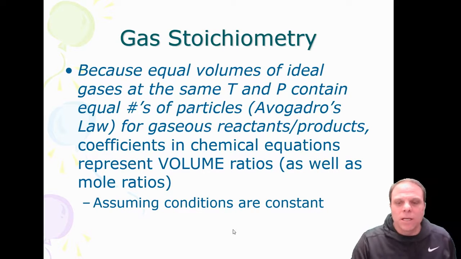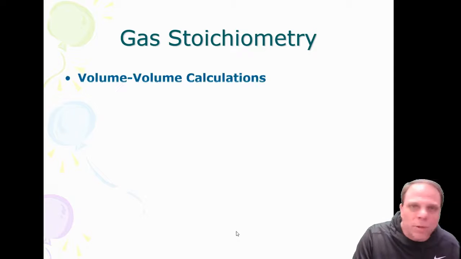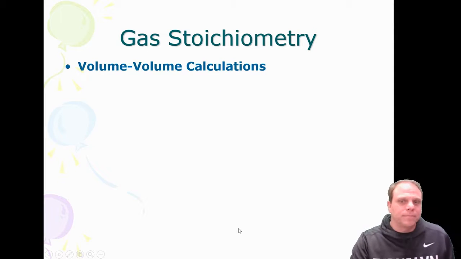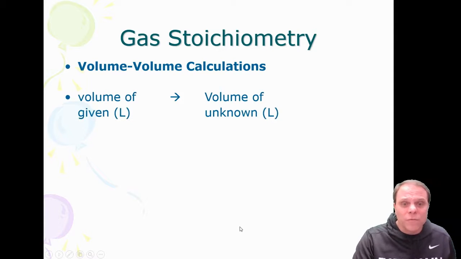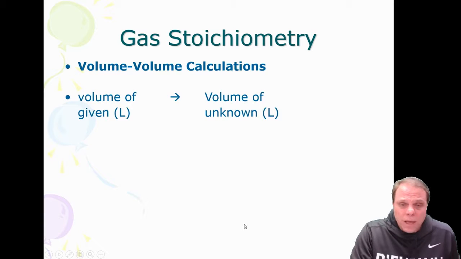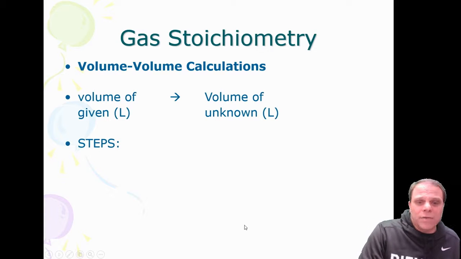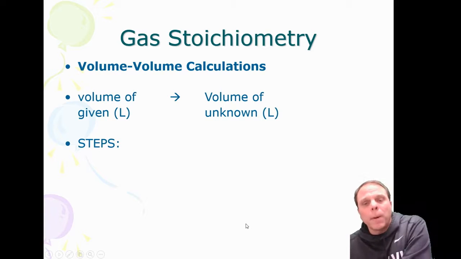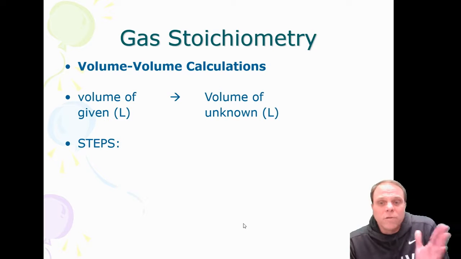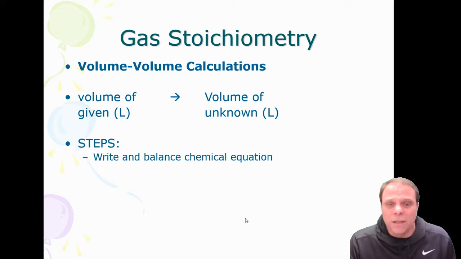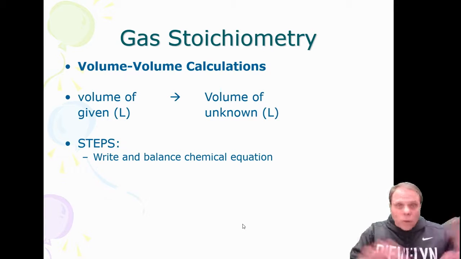So again, we have to assume the conditions are constant, so we're not changing the temperature and pressure, we're keeping them constant. So now we can do these volume to volume equations. We can say the volume of our given in liters, I can use a unit equality to get the volume of my unknown in liters. So all I have to do, this is stoichiometry, right?